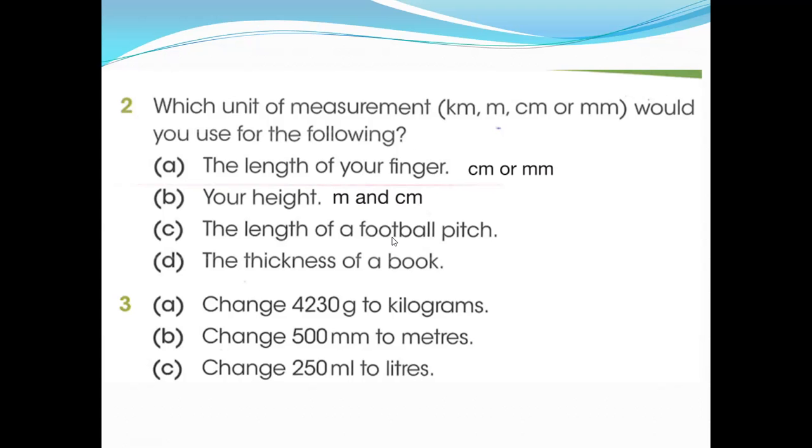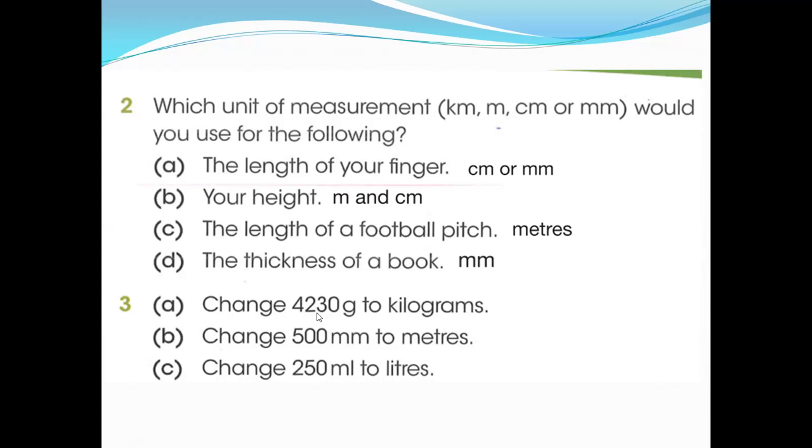The length of a football pitch. This one we are using meters. Meters for a big pitch, where you are playing football. The pitch means the ground. It's a little bit bigger, so we are using meter. The thickness of a book: millimeter. A book is very small. The thickness, not the length or width. So we are using millimeter.